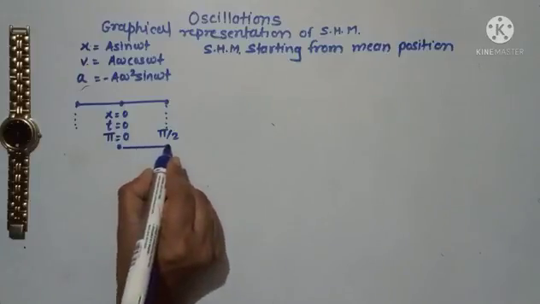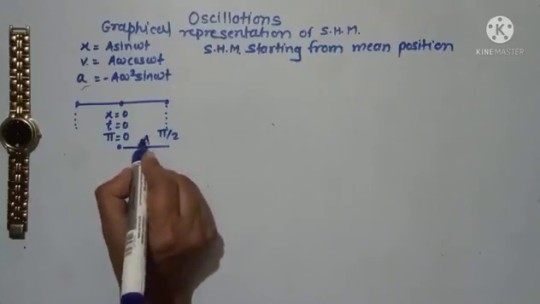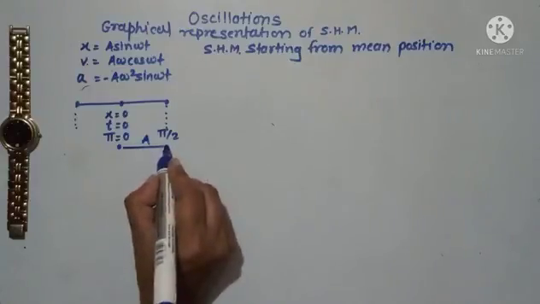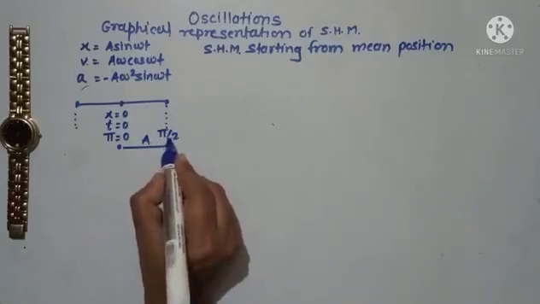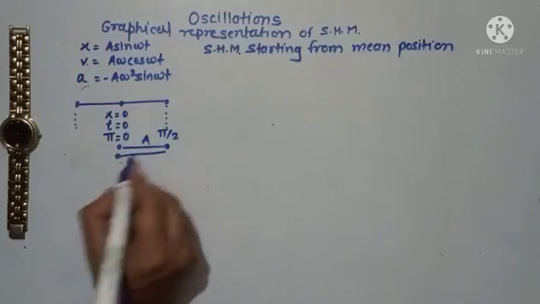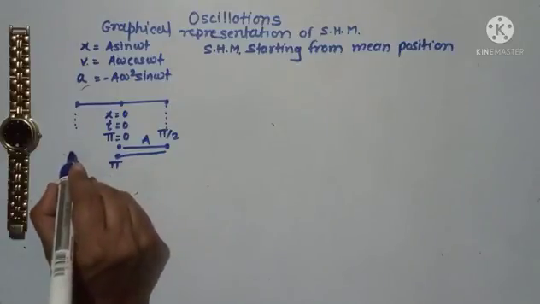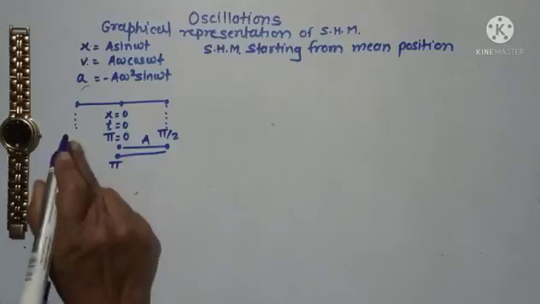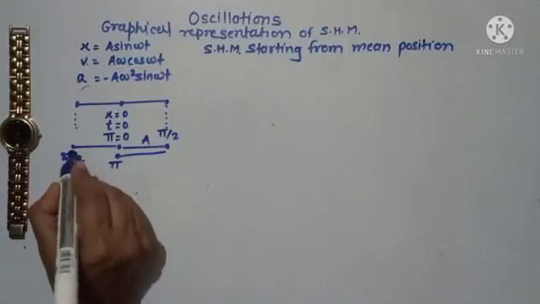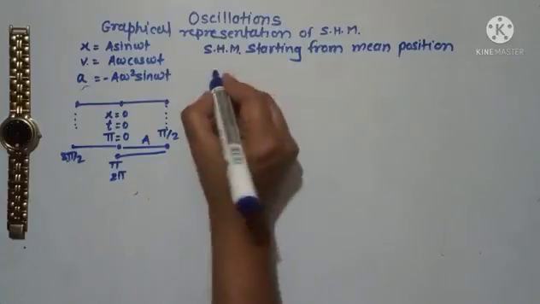When the particle reaches from here to the extreme position, let us call this distance a, which is the maximum displacement from its mean position, which we call the amplitude. This is another phase, which we call pi by 2. Then the particle is coming back over here, so this is called pi. Afterwards, when the particle is coming over here, this phase is 3 pi by 2, and when it is coming back here, this is called 2 pi.